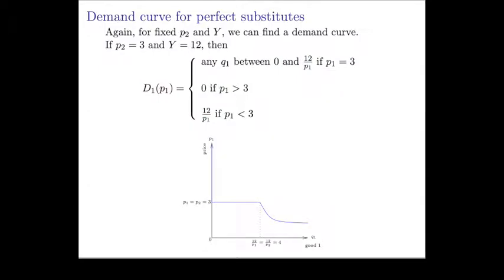It looks like that. At the price P1 equals P2 equals 3, I can demand any quantity between 0 and 12 divided by P1, which is 4. At any price higher than P2, which is 3, I'm going to demand 0 units. At any price lower than 3, I'm going to follow this part of the demand curve, which just says spend all your money on good 1.